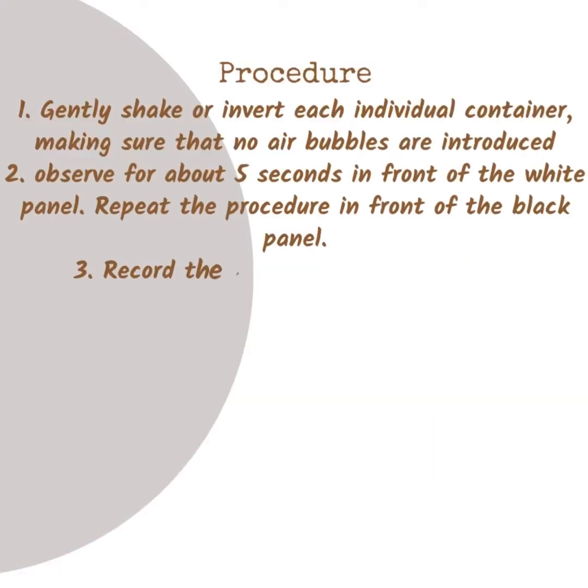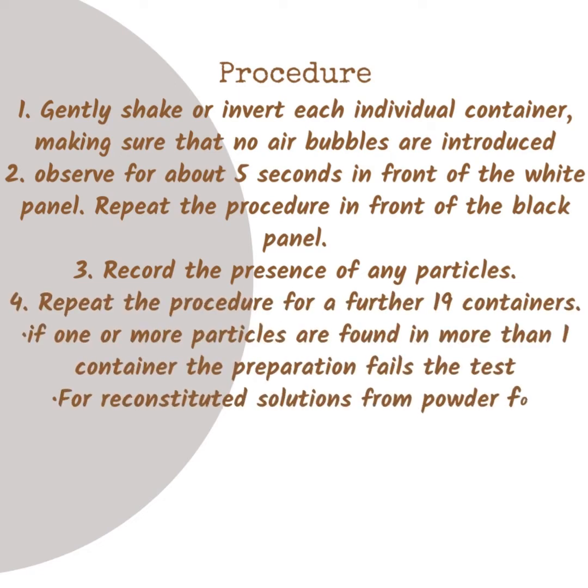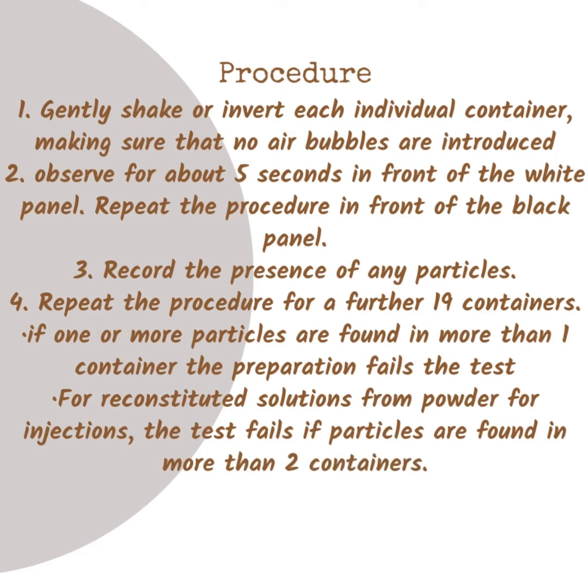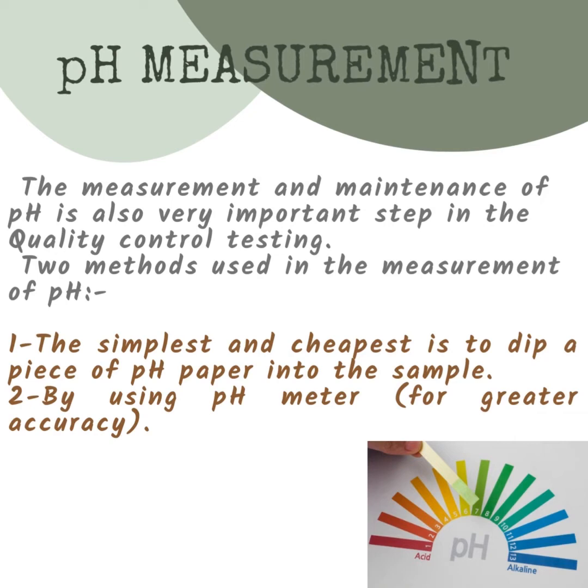For a reconstituted solution from powder for injection, the test failed if the particles are found in more than 2 containers. pH measurement. The measurement and the maintenance of the pH is also a very important step in the quality control testing. We have two methods. One, the simplest and cheapest, is to dip a piece of pH paper into the sample. Second, use a pH meter for greater accuracy.